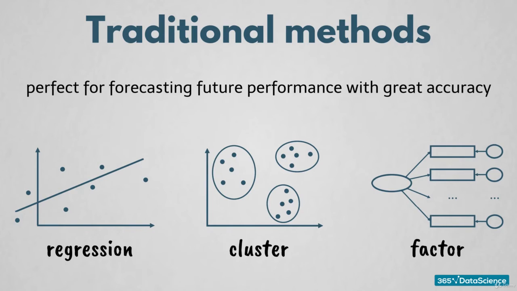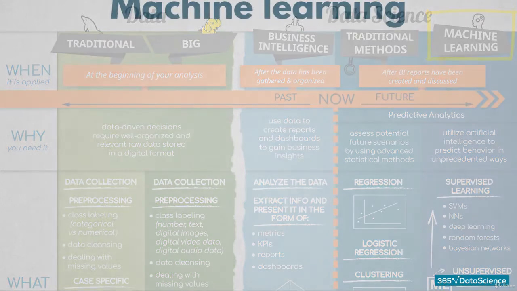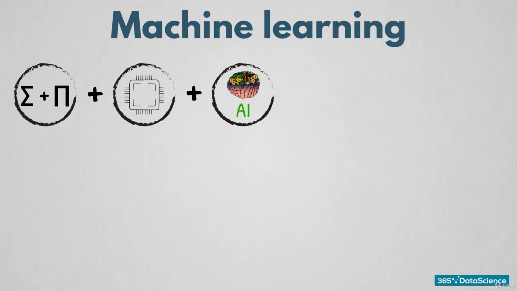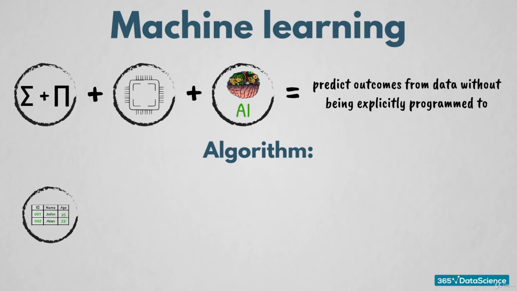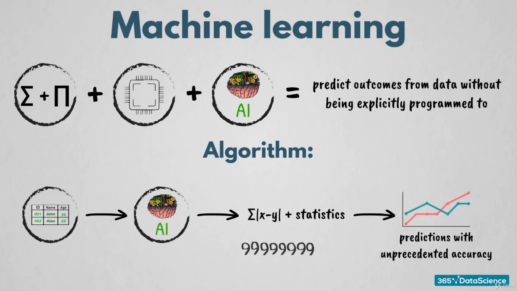Cool. Now, let's turn our attention to machine learning, the last column we will be discussing. With machine learning, in contrast to traditional methods, the responsibility is left for the machine. Through mathematics, a significant amount of computer power, and applying AI, the machine is given the ability to predict outcomes from data without being explicitly programmed to. ML is all about creating algorithms that let machines receive data, perform calculations, and apply statistical analysis in order to make predictions with unprecedented accuracy.